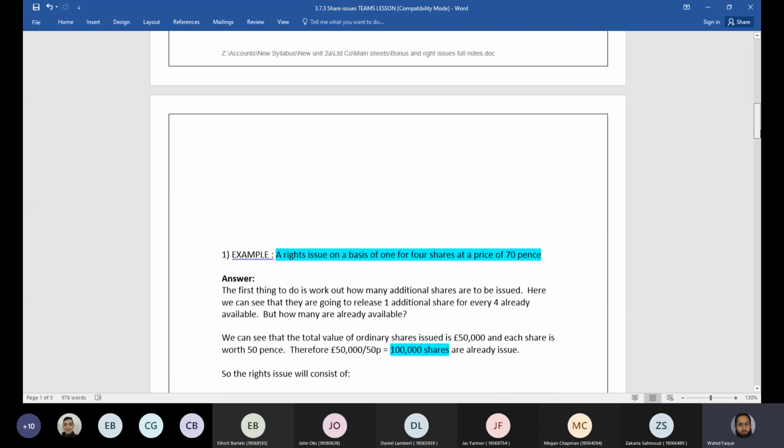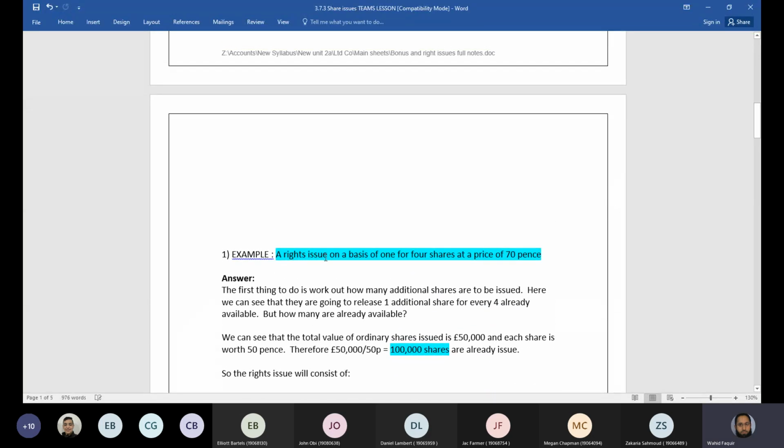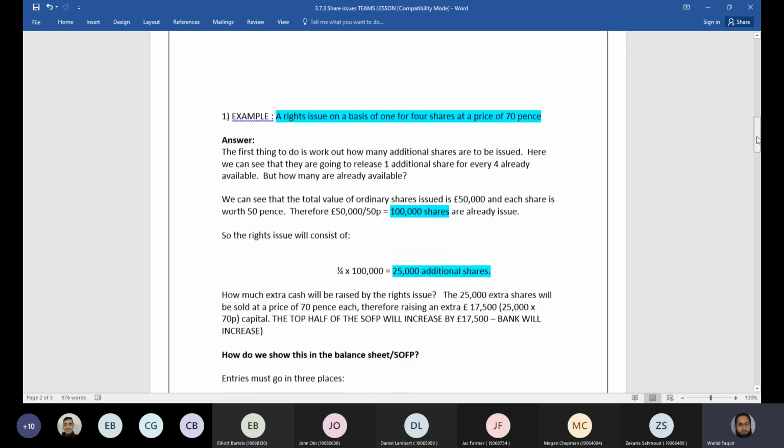Right, so what's this question about? Right, a rights issue on a basis of 1 for 4 shares at a price of 70p. All right, it happens to be 70p. Okay, good. And what did we say about 1 for 4? It means for every 4 shares in circulation, 1 will be sold, 1 will be raised. So they're going to go up by a quarter. Simple maths here, simple maths, and it usually is. It's just about plucking the right figures out of the air.